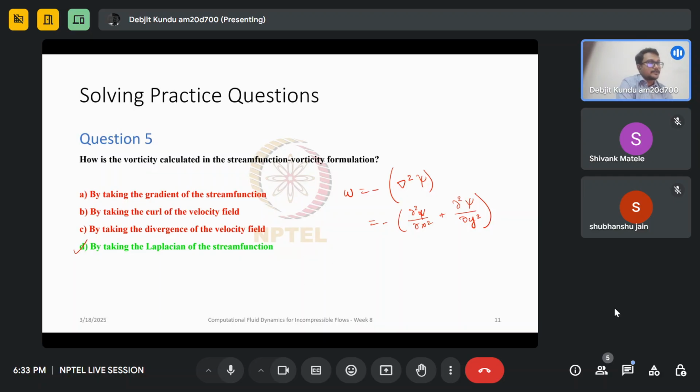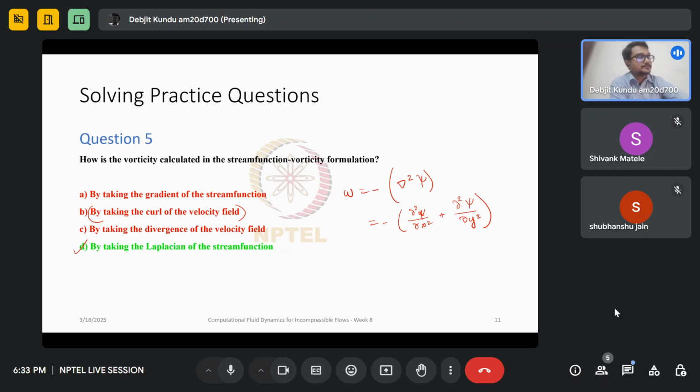Good. So one common pitfall here is that many people say that it's by taking the curl of the velocity field, but we don't have the velocity field in the first place. We are trying to solve for it, and we solve for it in the two variables, the stream function and the vorticity. So we have to play within those two only.